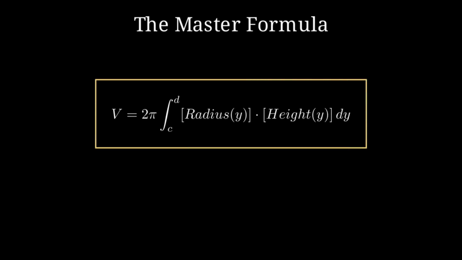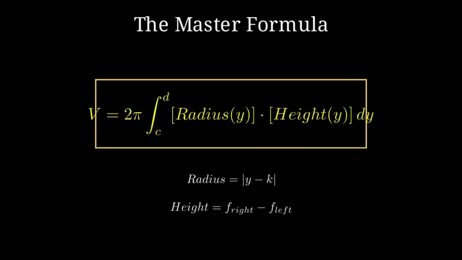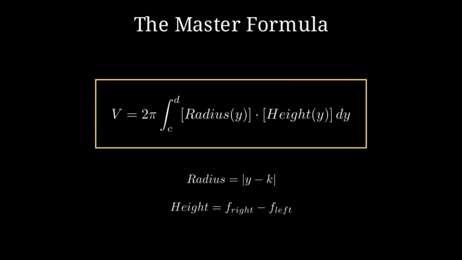Putting it all together, the volume equals 2 pi times the integral from c to d of the radius times the height. By substituting our specific distance expressions for the radius and our function expressions for the height, we create a definite integral that represents the total volume.